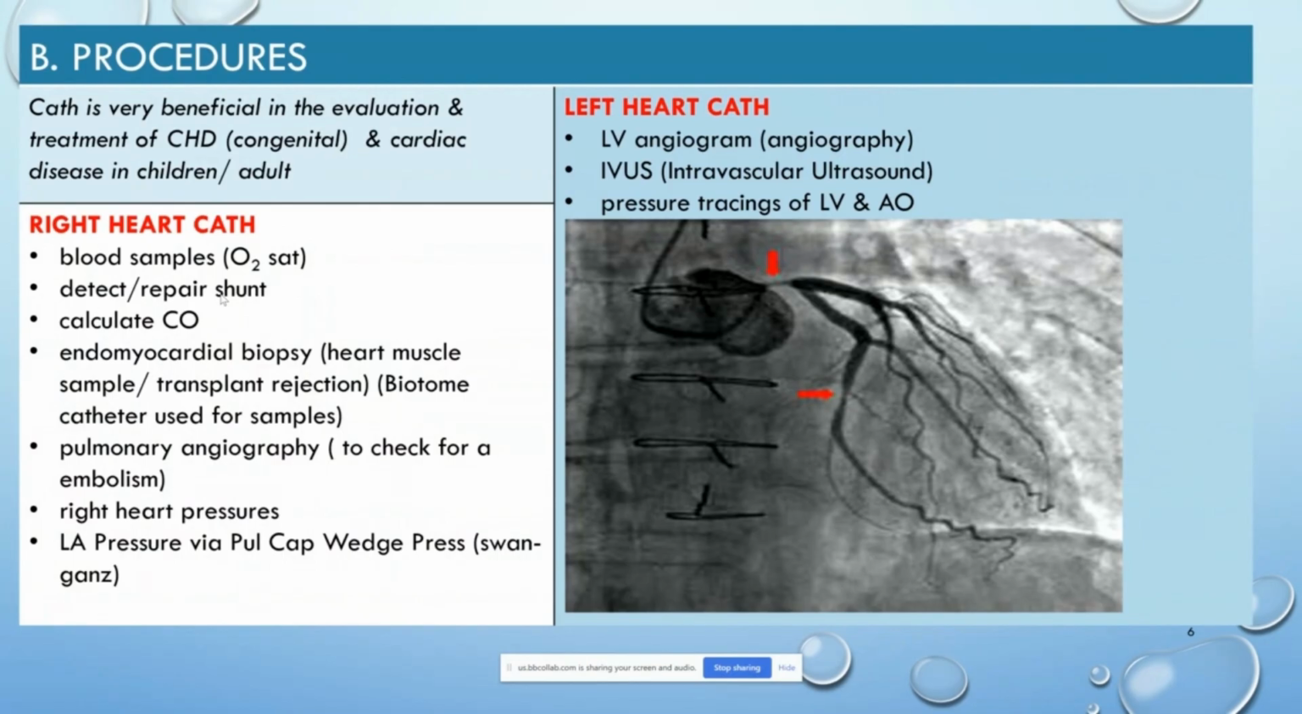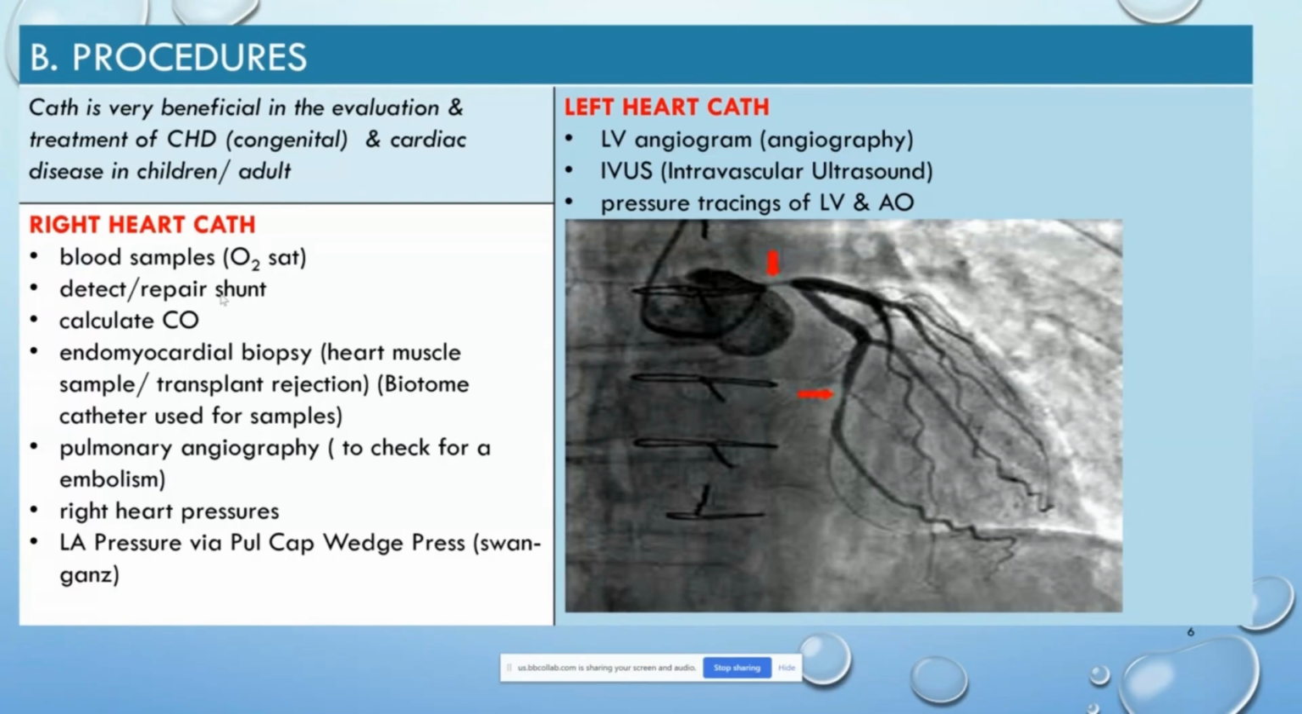So for pulmonary angiography, they can use it to check to see if a person has an embolism. Remember, an embolism is when a piece of plaque or thrombus breaks off, travels somewhere else and lodges in an artery. They can use it to tell right heart pressures. They can also indirectly tell the left atrial pressure using the pulmonary capillary wedge pressure, but they specifically use a Swan-Ganz catheter for that. I'll talk about what the pulmonary capillary wedge pressure is. I think it'd be better if I explain that in lab.